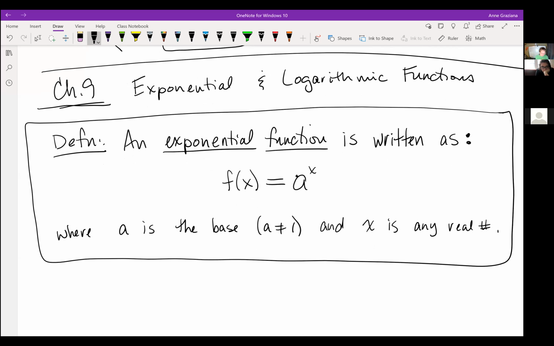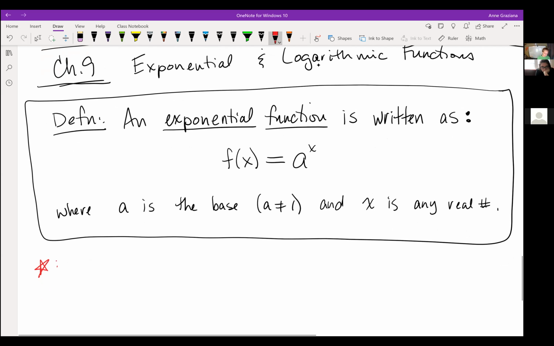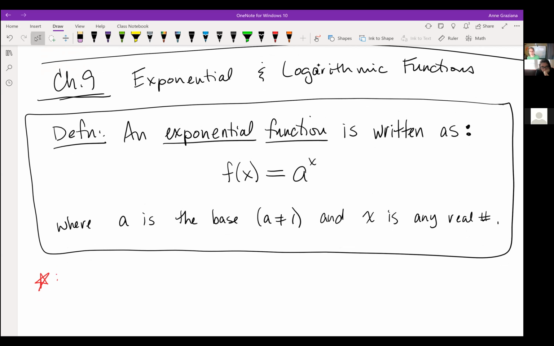So what looks different here compared to the other functions we've dealt with? What is special about this exponential? Anybody know? Where's my variable at? In the exponent? In the exponent, okay? So the variable is in the exponent. That's what makes it an exponential function.